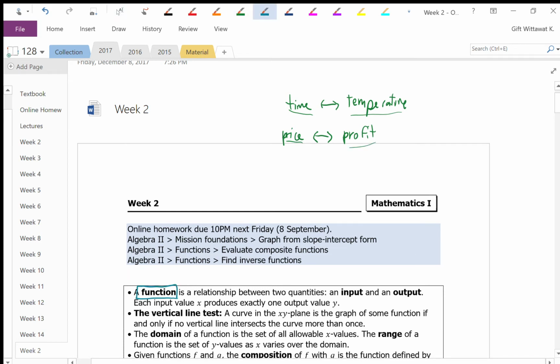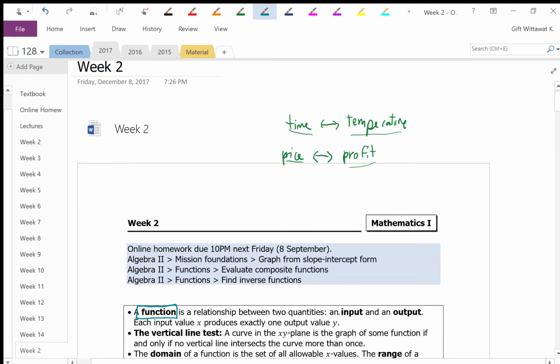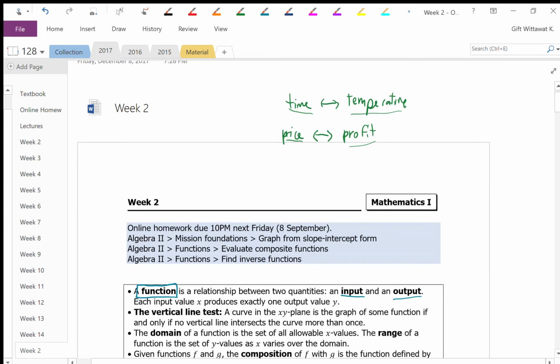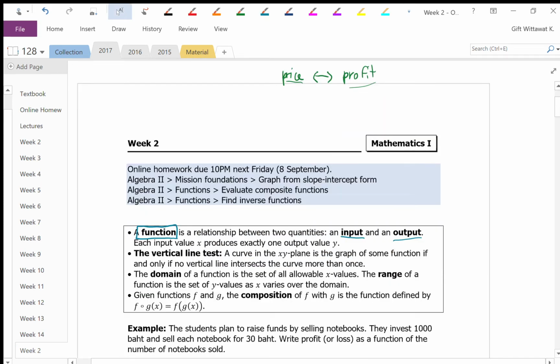So a function is a relationship between two quantities. They are called the input and the output. So the relationship is modeled in a way that for each input value x, it's going to produce exactly one value of the output y.